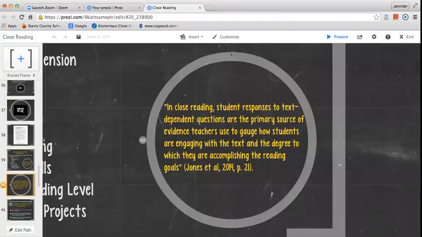In close reading, student responses to text-dependent questions are the primary source of evidence that teachers use to gauge how students are engaging with the text and the degree to which they are accomplishing the reading goals.